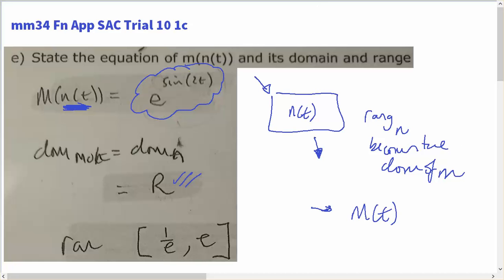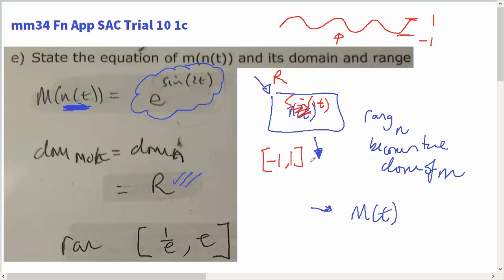Okay, so what have we got in this situation? I'm going to go through sine of 2t first. Anything can go into sine of 2t, so my domain is all real numbers. The only things that will come out will be between -1 and 1, because the maximum that a sine can be is 1 and the minimum that a sine can be is -1. So they're the only numbers that are going to come out of the sine. So the only numbers that are going to go in to m are -1 to 1.